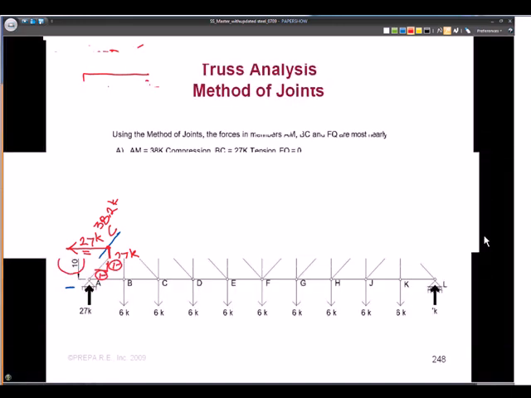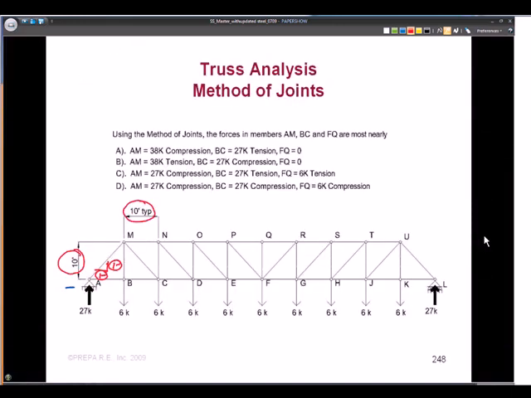And really, if you go back, you can see now that the answer has to be A. We've got 38 kips of compression. That's all we really needed to solve for, that first joint, because that's the only one that's true. Can you see this on the exam, that if that's the only correct answer for AM, you're done with the problem now? Okay.